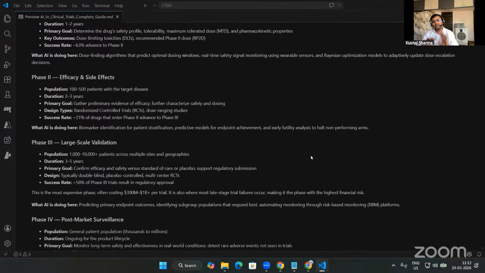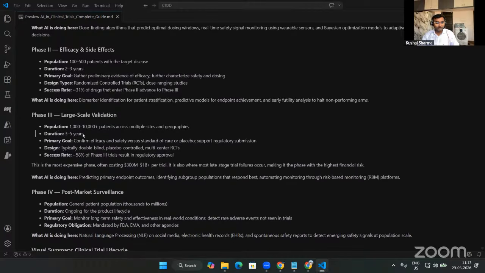Phase 3 is large-scale validation, where 1,000 to 10,000 patients across multiple sites and geographies take part. The duration is 3 to 5 years. The primary goal is confirm efficacy and safety versus standard of care or placebo. It support regulatory submission. Now, the design is typically double blind, placebo controlled, and multi center RCTs. The success rate here is 58% of phase 3 trial results in regulatory approval.